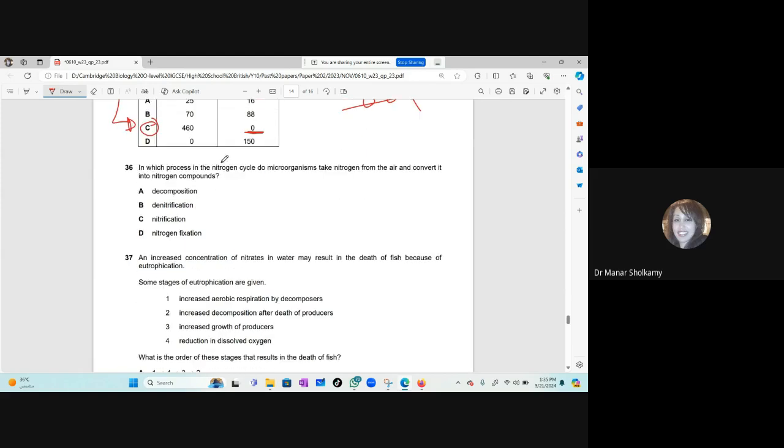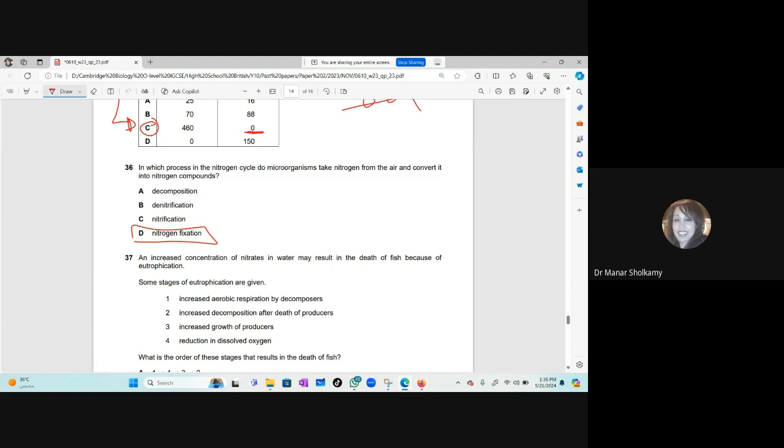In which processes in the nitrogen cycle do microorganisms take nitrogen from the air and convert it into nitrogen compounds? Now, this is easy also. From the air directly, not nitrification, it is nitrogen fixation, my dear. Nitrification is the conversion of ammonium compounds in the soil into nitrates.